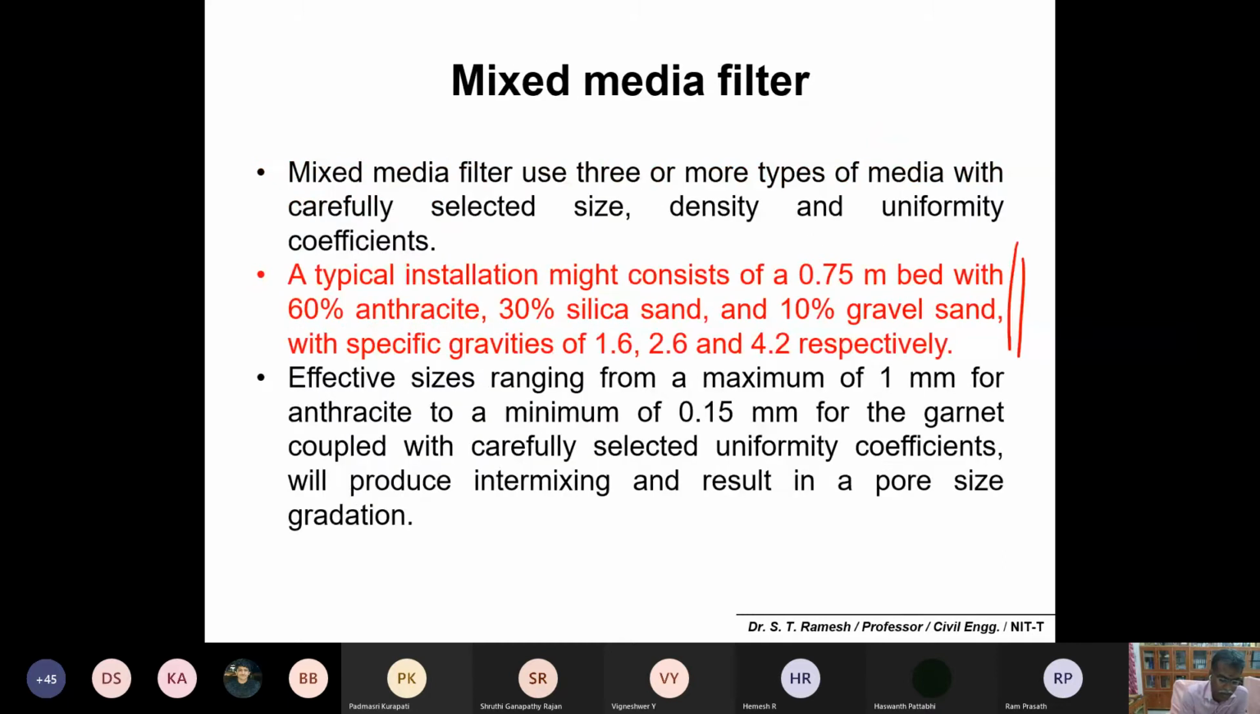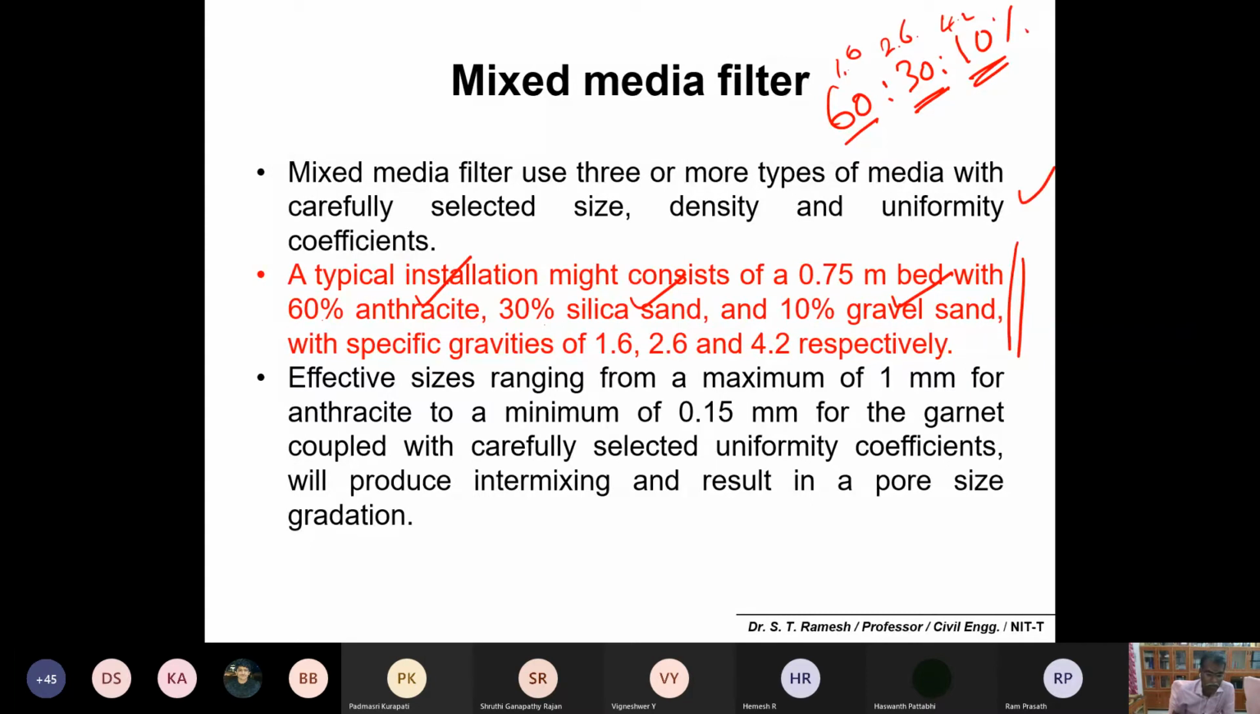So please make a note of 60, 30, 10. That is 60 percent anthracite, 30 percent silica sand, and 10 percent gravel, with varying specific gravity of 1.6, 2.6, and 4.2 respectively. So please make a note. You can also use mixed media filters.